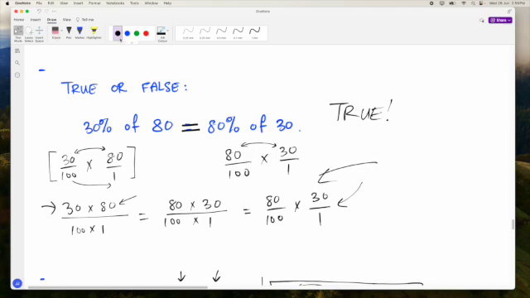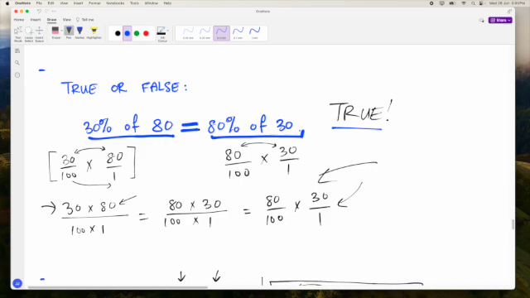We had a nice little one here. This was a true or false: 30% of 80 is equal, or the same thing as saying, 80% of 30. Is that true or false? Well, the answer is true. 30% of 80 is equal to 80% of 30. And this is the reason why.